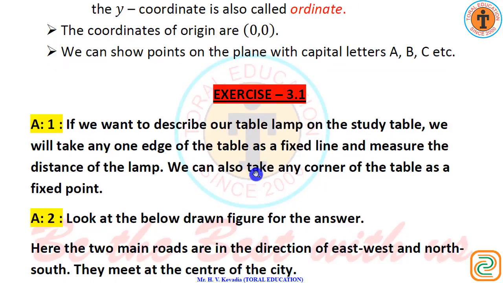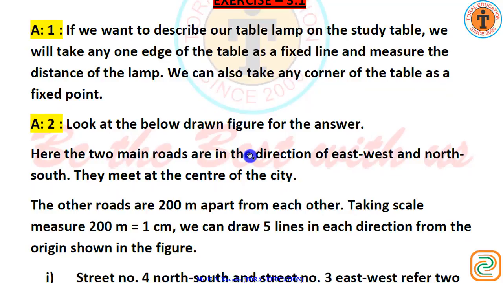Now, question number 2, street plan. A city has two main roads which cross each other at the center of the city. These two roads are along the north-south direction and the east-west direction. The question is very long. All the other streets of the city run parallel to these roads and are 200 meters apart. There are 5 streets in each direction. Using 1 centimeter equals 200 meters, draw a model of the city in your notebook. Represent the roads and streets by single lines.